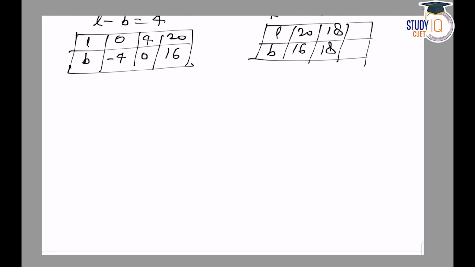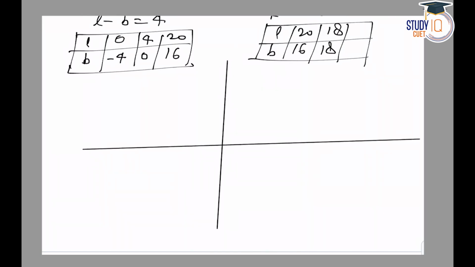Now from the table it is clear that the lines must intersect at the point 20, 16. So the first point is 0, minus 4, which may be taken on the negative y-axis. The second point is 4, 0, on the positive x-axis. And 20, 16 may be taken here.